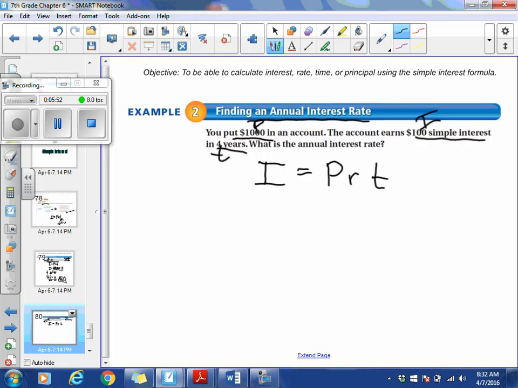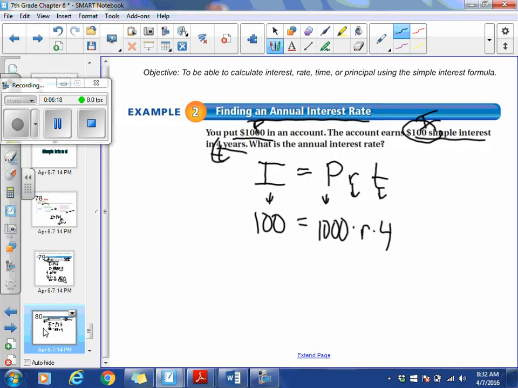So here, my principal is $1,000. My interest is $100. So I put $1,000 in an account and I earned $100 extra for keeping my money there. And my time is 4. My rate, I do not know.